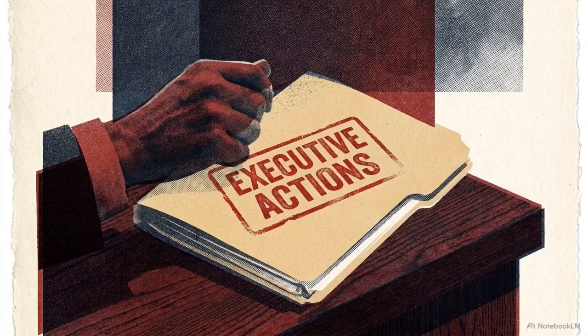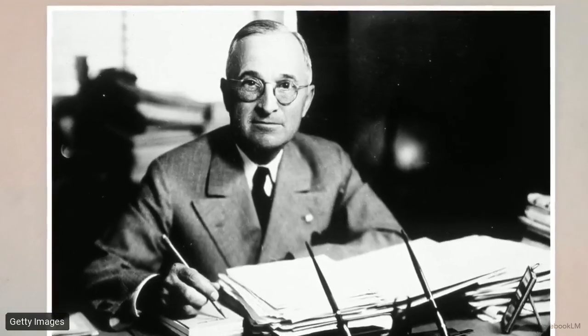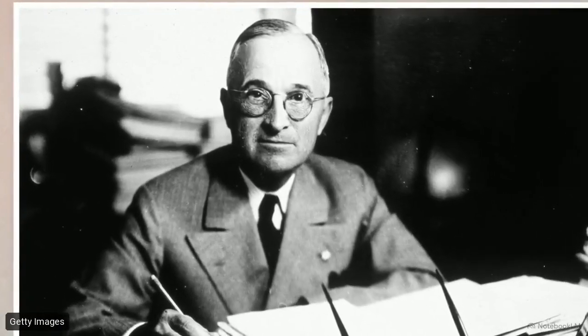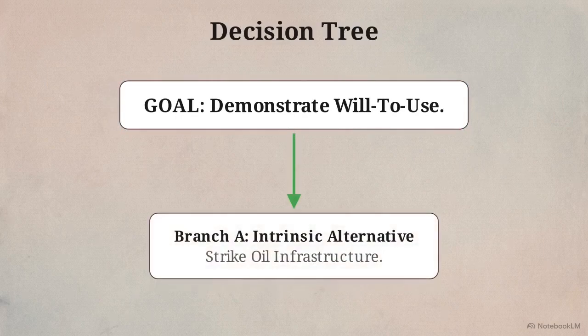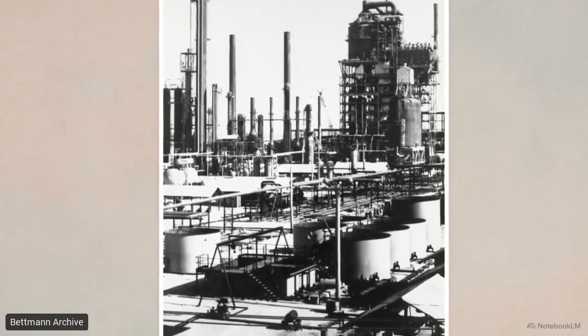This standard for opportunity costs extends beyond Congress. We can see exactly how decision-makers evaluate trade-offs by looking at historical executive actions. Consider the Truman administration's debate over the use of nuclear weapons. This decision tree outlines the administration's primary operational goal, demonstrating an absolute will to use massive force against the enemy. Advisors seeking to prevent a strike on a populated area could propose an alternative, bombing critical oil infrastructure instead. That proposal represents a valid intrinsic alternative.